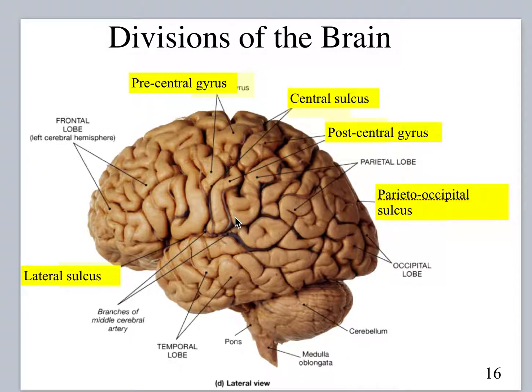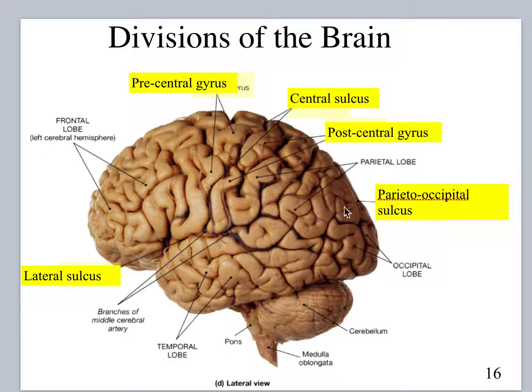We look at some different divisions of the brain. You see these. The central sulcus is the sulcus that separates the frontal lobe from the parietal lobe. It goes all the way from the temporal lobe, all the way up to the longitudinal fissure. It's one sulcus that goes all the way up and it separates the frontal lobe from the parietal lobe. The lateral sulcus you see here separates the temporal lobe from the parietal and the frontal lobe. It's a sulcus that's right here.